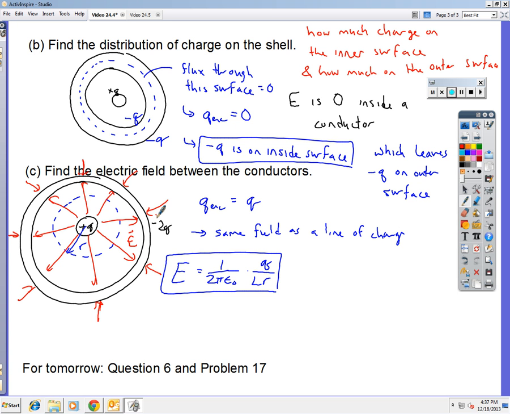Now, for tomorrow, you should work a question and a problem, question 6, and then problem 17. That's what I'm going to check. Next and last video will be how to apply this in situations with spherical symmetry.